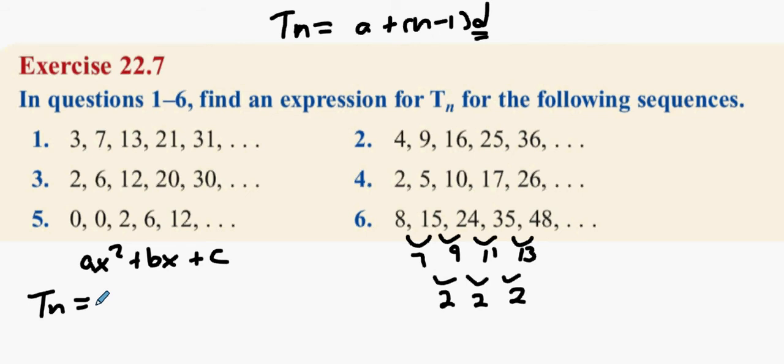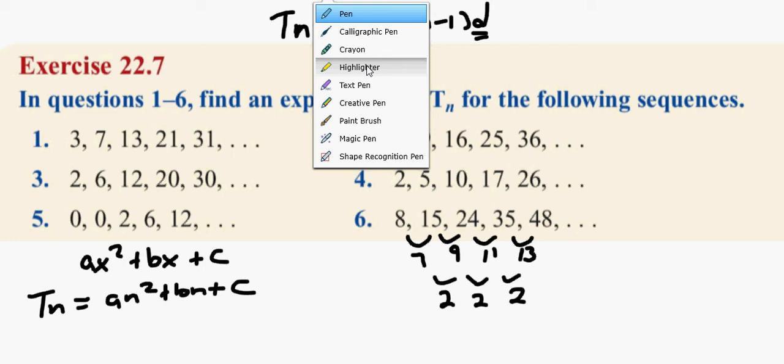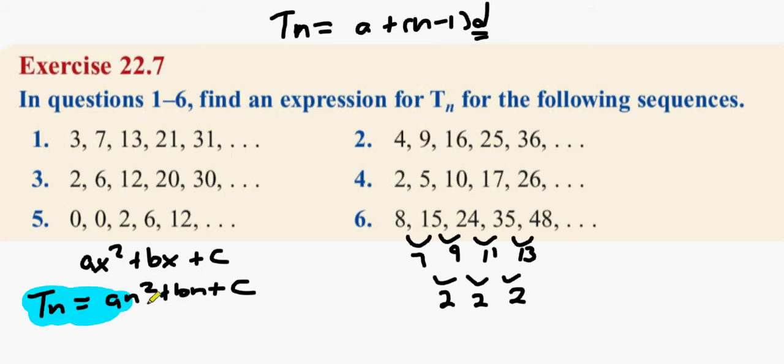Now, replace the x's with n's, and what do you get? an squared plus bn plus c. That's how you're going to remember it, if you can't remember it any other way. This is the formula you use for quadratic sequences. Everybody cool with that? Quadratic sequences, that's what you use. Alright.